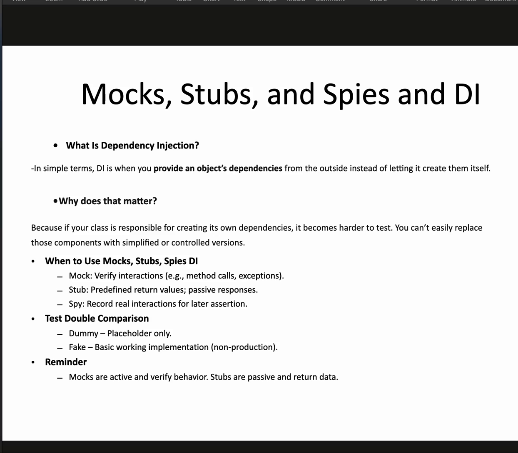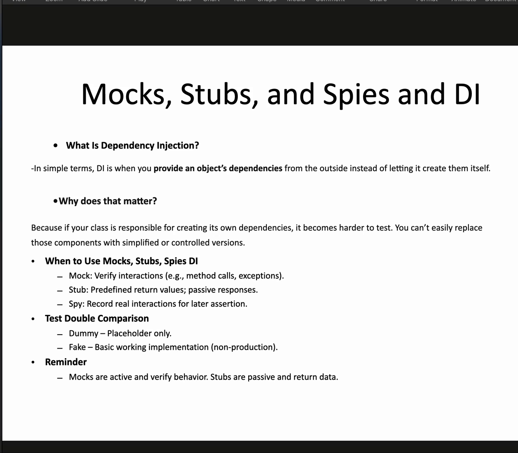But with DI, you can easily swap in fake or controlled versions of those dependencies, and that's where test doubles come in. Let's start with mocks. They simulate behavior and let you verify if something was called. Great for checking interaction. Then there's stubs. They return fixed responses for method calls, useful for skipping expensive logic like hitting a database.